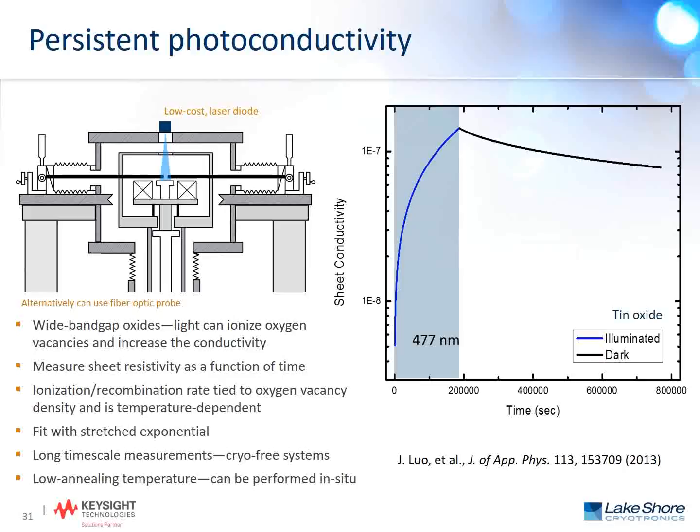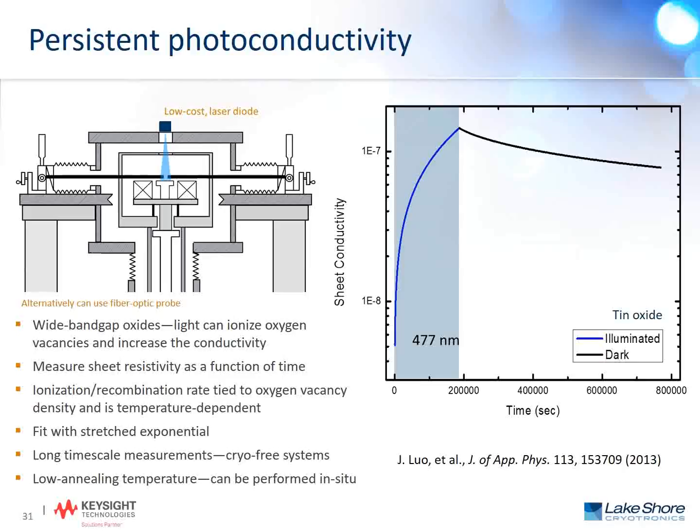Once we've acquired this kind of data, we can fit with the stretched exponential and pull out the material properties from that. These are pretty long time scale measurements, and so for this particular piece of tin oxide we're showing the graph on, this is a multi-day measurement, and so the cryogen-free probe station systems are well suited for these applications.